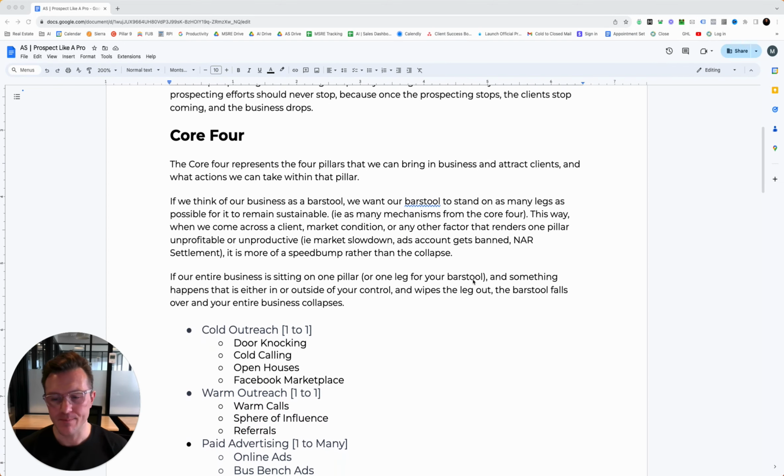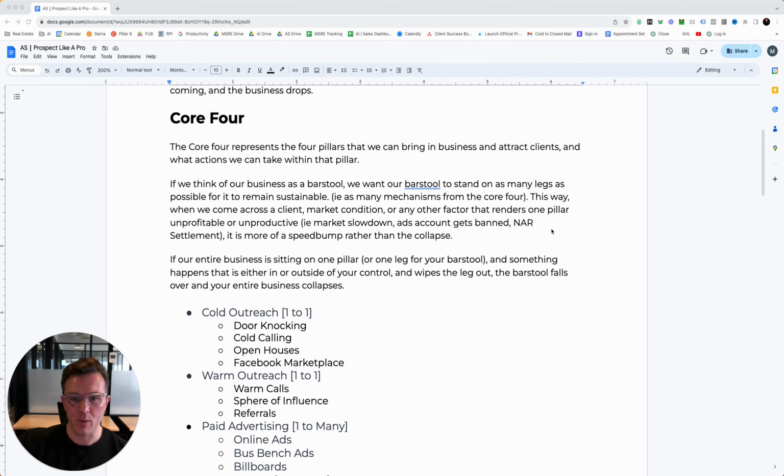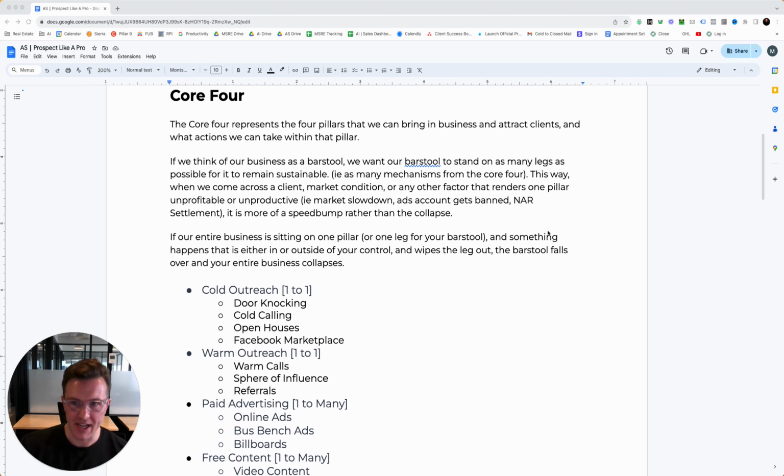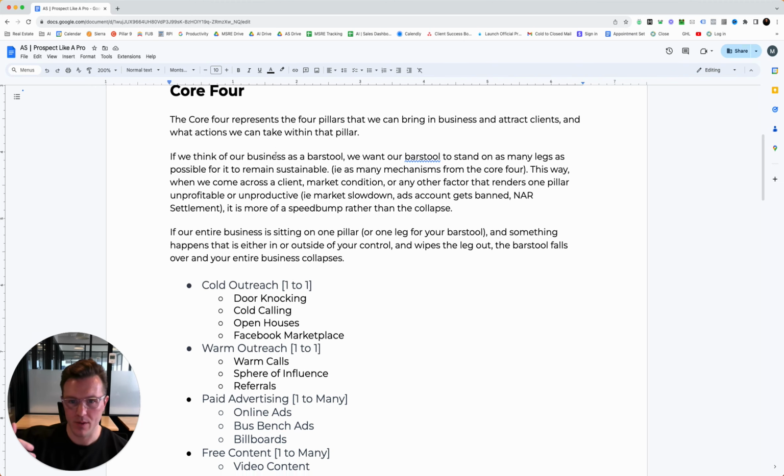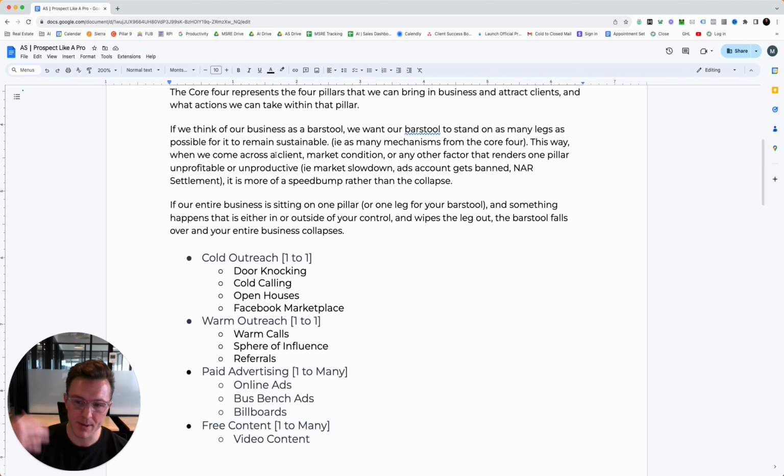So one thing that I really live and die by, and again, full transparency, this isn't ours. This is something that Alex Hormozi has in his book, which is called the Core Four. Essentially, the Core Four is the four pillars that we can implement in our business, and the actions that we create to bring in clients within each pillar. Okay, and I'll go into the pillars here in a second.